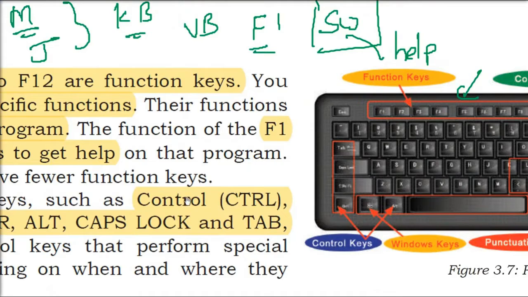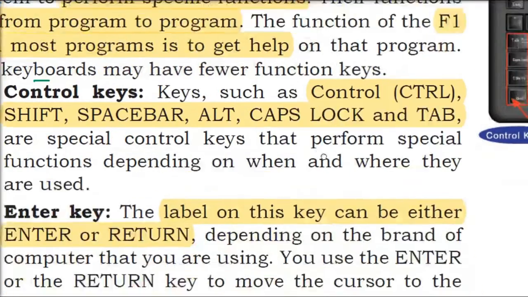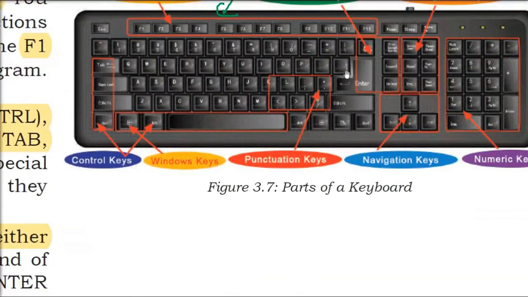Tab is for 4 spaces. Caps lock is to make the characters uppercase or lowercase. Alt is a combination key. You combine this Alt, for example, Control Alt Delete, or say Shift Delete will delete everything without sending it to the recycle bin.